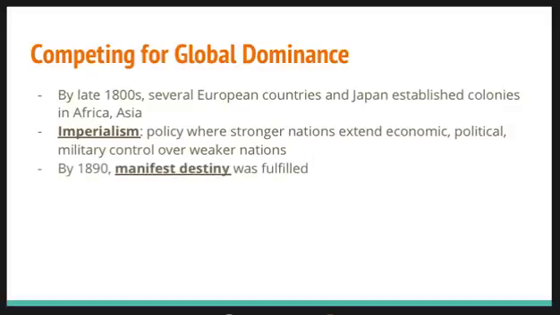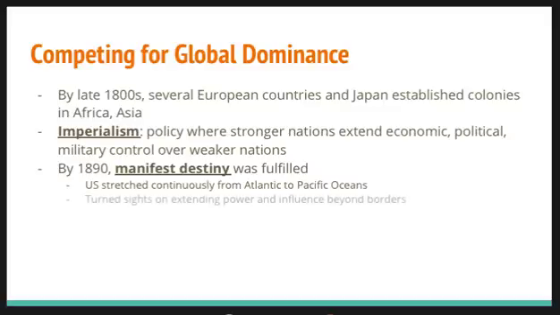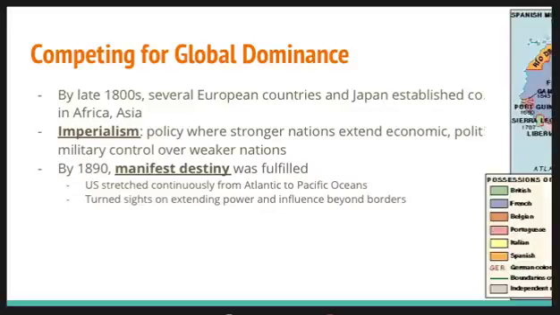So with the United States, by 1890, the idea of manifest destiny was fulfilled. This idea that the United States was destined to stretch continuously from the Atlantic Ocean to the Pacific Ocean. The United States had achieved that by 1890. So now the United States turned its sights on extending its power and influence beyond its physical borders.